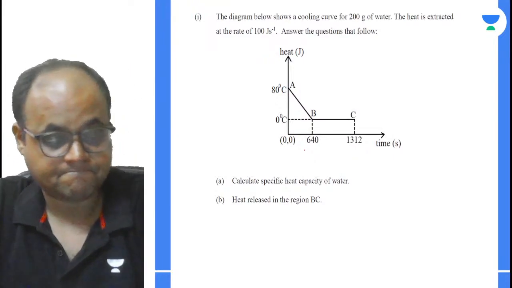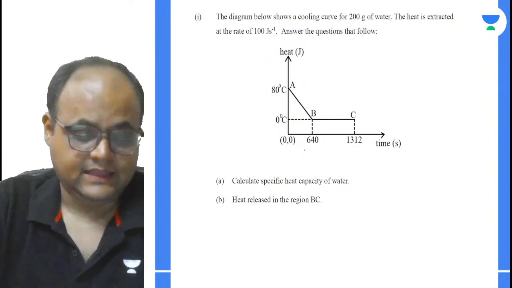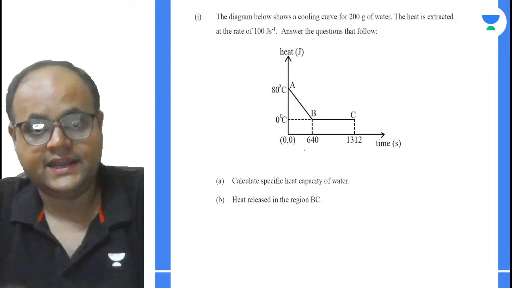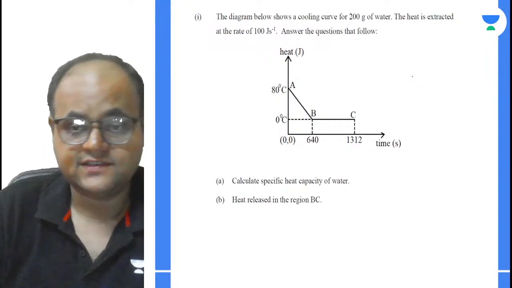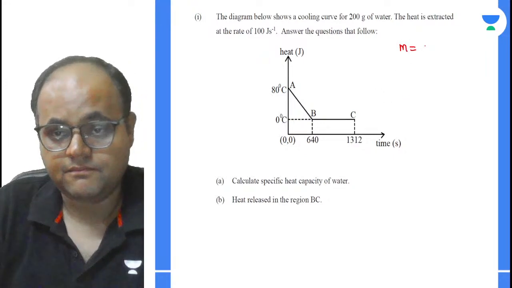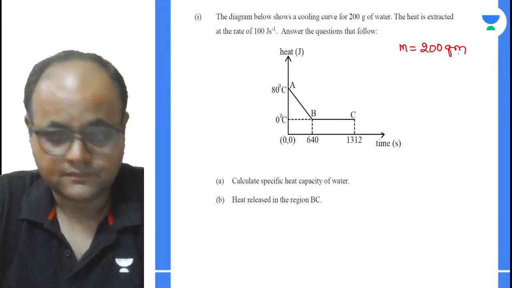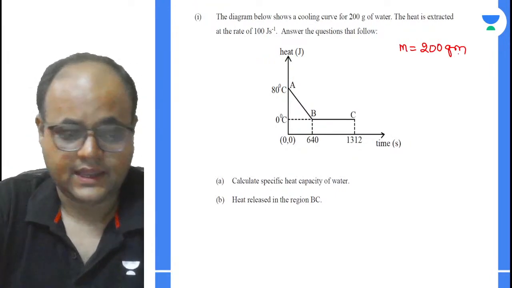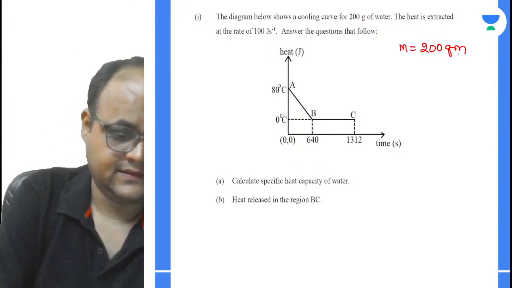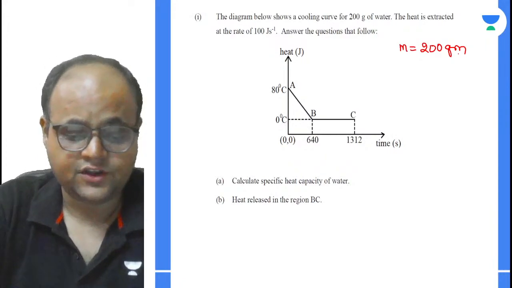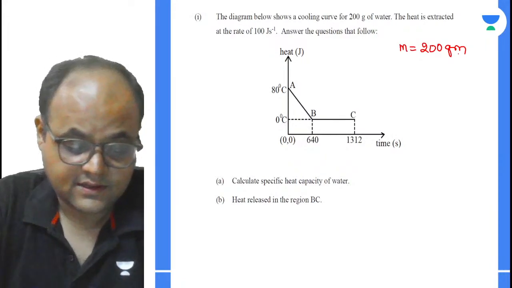Okay, chalo, who will tell me? Look carefully. The diagram below shows the cooling curve for 200 grams of water. The very first thing is you're given the mass of the water, which is 200 grams. Fine, is it okay? And I hope yes, the logic is clear. The heat is extracted at the rate of 100 joule per second.